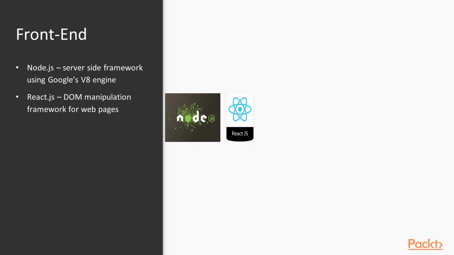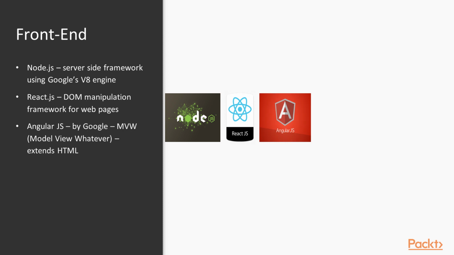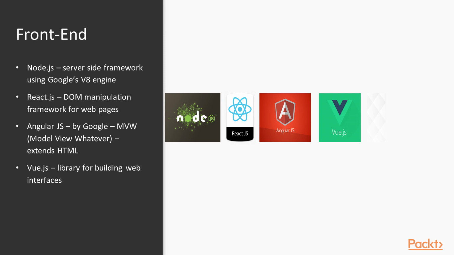React.js is a DOM manipulating framework for web pages. DOM is the Document Object Model. We can use it for manipulating the HTML. You can alter the parts of the HTML files. AngularJS by Google. It extends from HTML. Vue.js is a library for building web interfaces. Sencha Ext JS is a cross-platform JavaScript web framework.